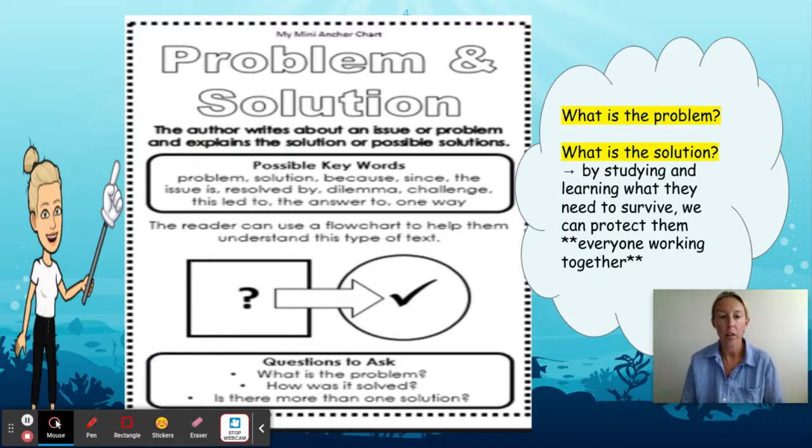Possible keywords to look for: problem, solution, because, since, the issue is, resolved by, dilemma, challenge, this led to, the answer to, or one way. The reader can use this flowchart below to help you understand this type of text. So the question mark would be the problem, and that would be pollution, overfishing, and the solution is we can study and learn what we need to do to survive, and we can protect them. And that's also everybody working together.